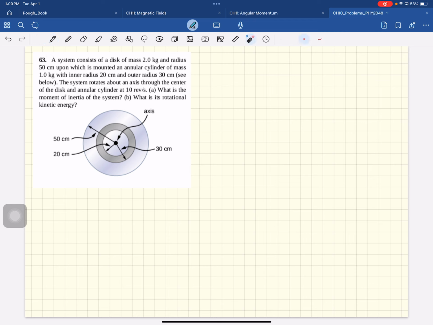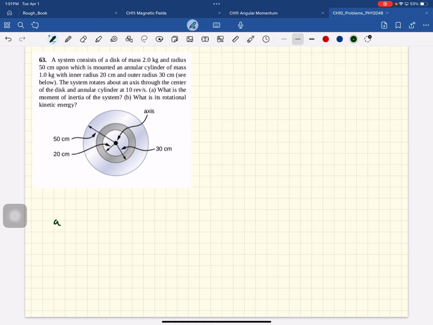This shows a system that consists of a disk of mass 2 kg and radius 50 centimeters. So that's the disk, and there is the radius, upon which is mounted an annular cylinder of mass 1 kg. So there is the cylinder. This is mass 1 kg, with inner and outer radius of 20 and 30 centimeters. The system rotates about an axis through the center of the disk, perpendicular to that plane. What is the moment of inertia of the system?